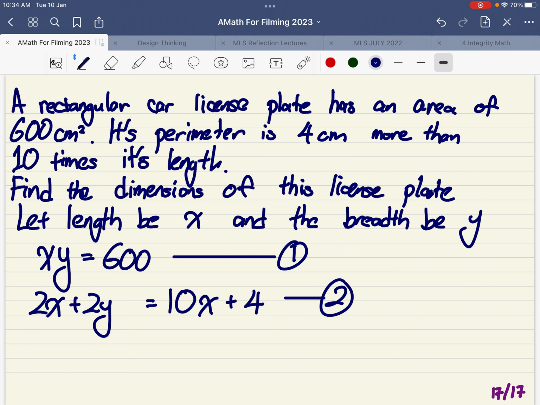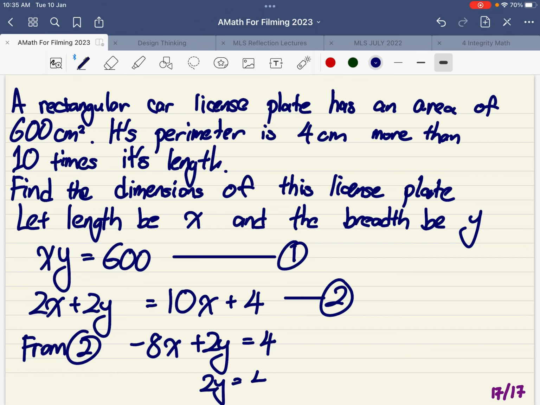Now, I have my two equations ready. If I look, the first equation has x times y, which is a bit more complicated. The second is 2x plus 2y equals 10x plus 4. I think I shall work with that. So I'll take equation 2, and I start to collect terms. I'll get negative 8x plus 2y equals 4. Then I think maybe I can try to substitute for y itself. So I'll say that 2y is 4 plus 8x.